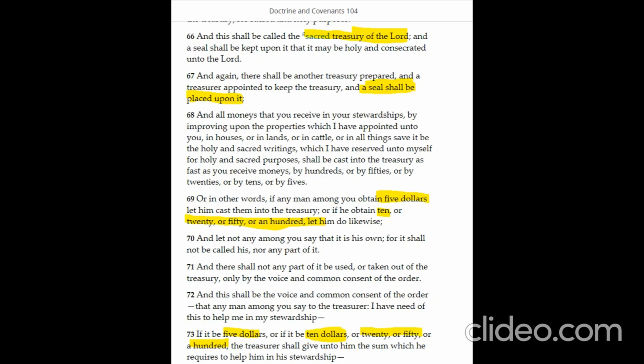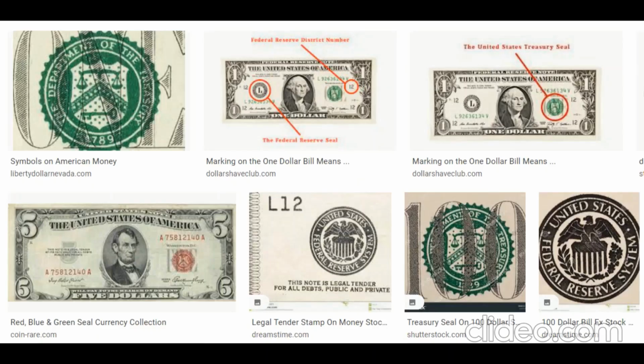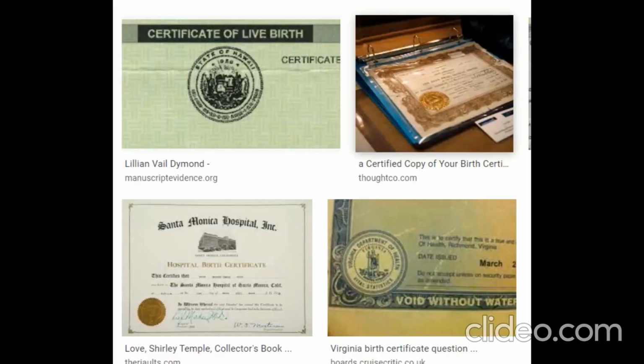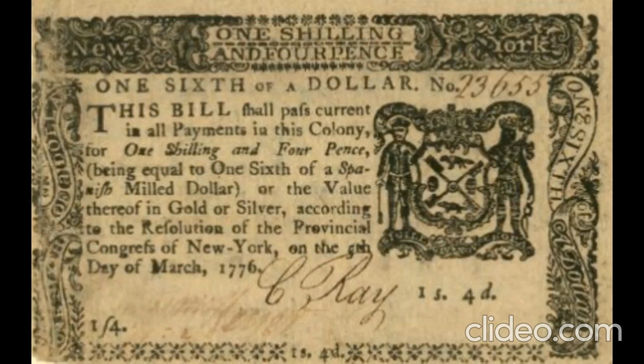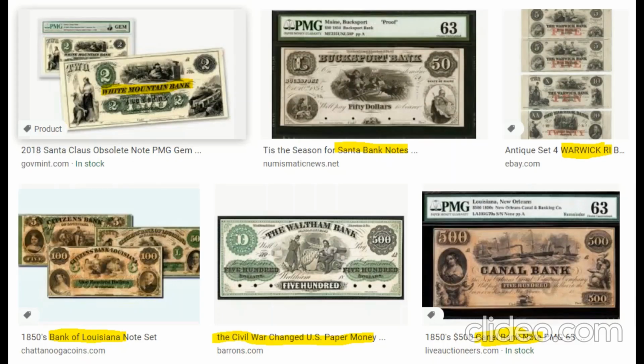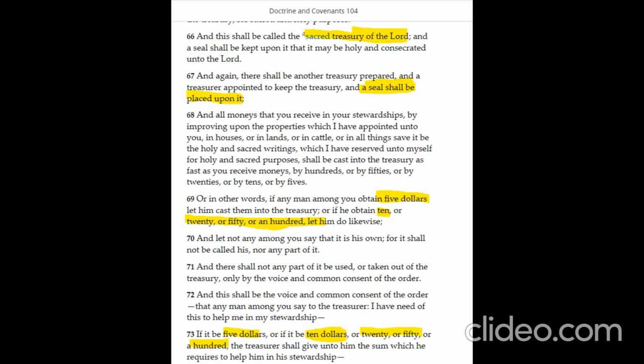Now, if you notice our money, we have a seal. If you notice your birth certificate, you have a seal. You notice your Social Security card, there's a seal placed upon it. When you look at old money, they were banknotes. People would take their gold to different banks, and a bank would say, okay, this gold was worth this much, we'll print you a $5 ticket. You got a $3 ticket, you got one for 39 cents, and it would be different amounts, each one depending on how much gold you were given. Okay, you can get a note for 50 cents or you can get one for $500.